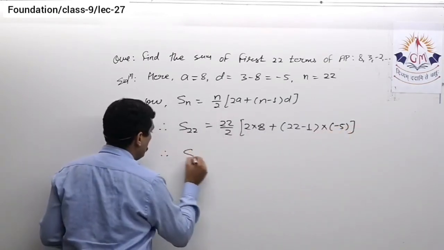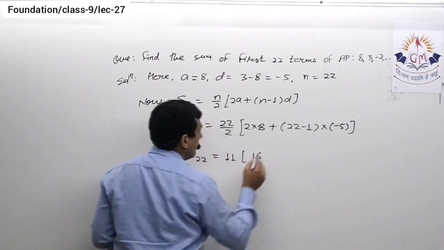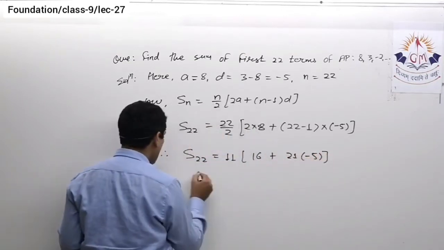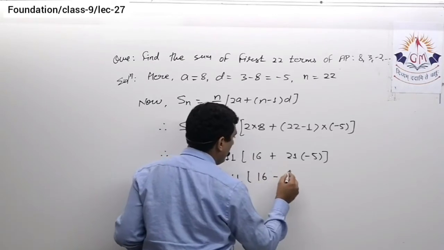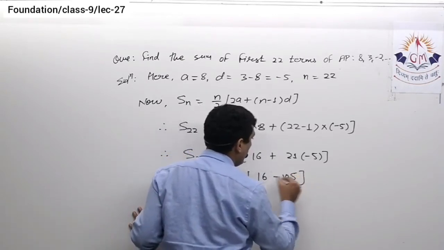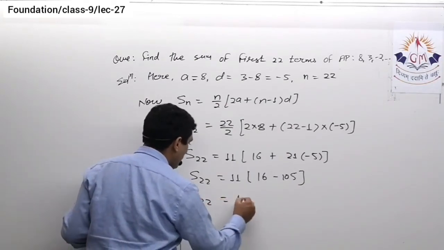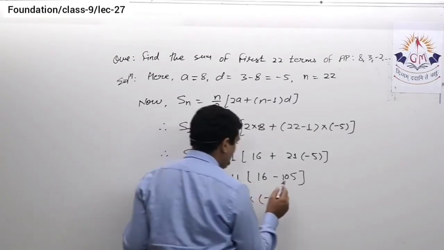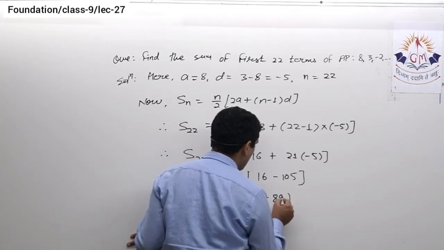Okay, so S22 is equal to 11 into 2 into 8, that is 16, plus 21 into minus 5. So S22 is equal to 11 into 16 minus 105. So finally I can say the sum of 22 terms is 11 multiplied by minus 89.